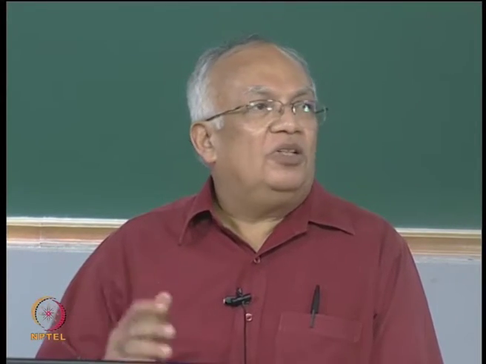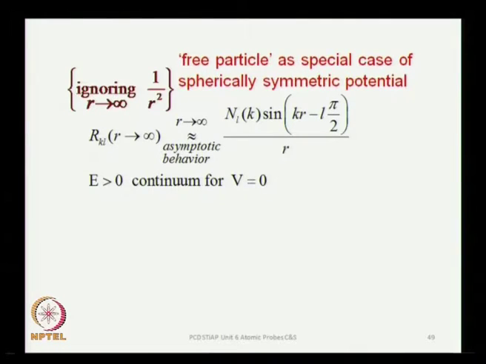So, we will discuss scattering phase shifts and how they are related to the boundary conditions and also to the normalization of the wave function. We have seen that a free particle solution has this general form, the Lth solution for L quantum number, when the potential is 0, which is the case of a free particle as a special case of a spherically symmetric potential, and this is the general solution.